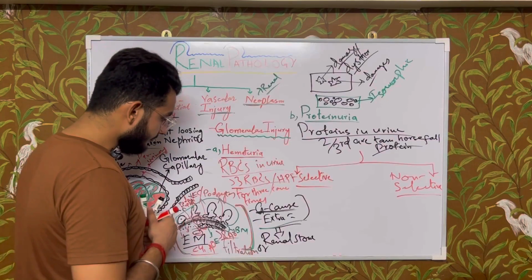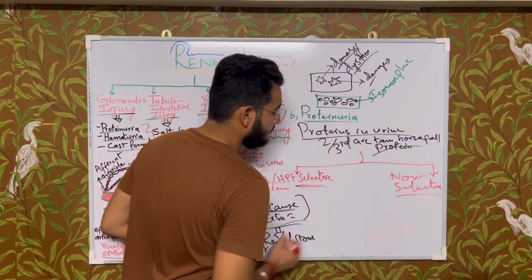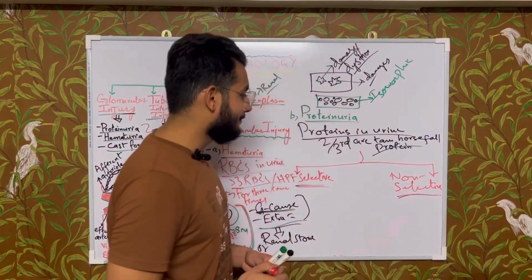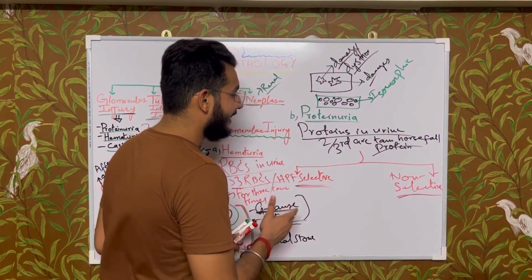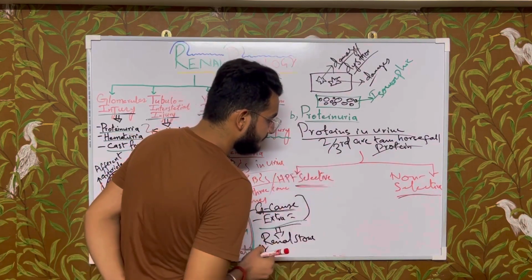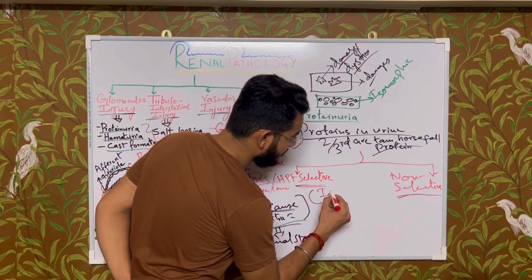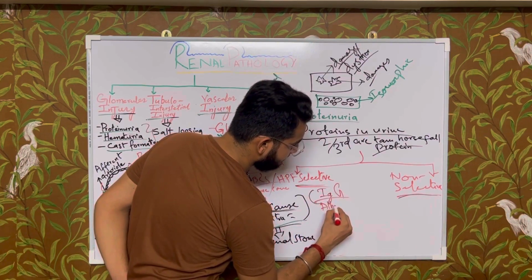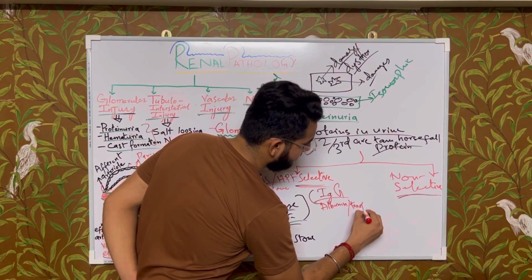Now let's come towards the main part of the discussion, which is selective and non-selective proteinuria. On what criteria do we divide proteinuria into two types? On the basis of the clearance ratio of IgG to albumin or transferrin.